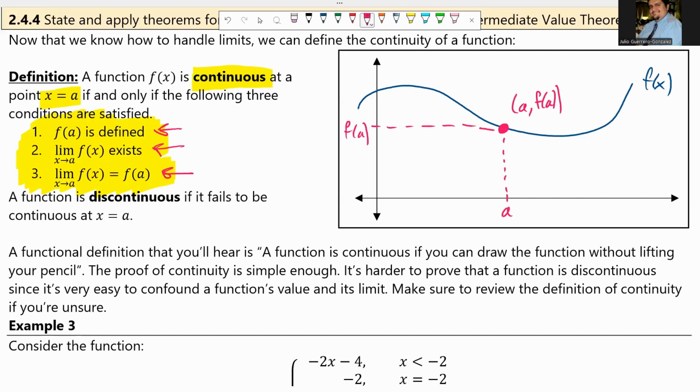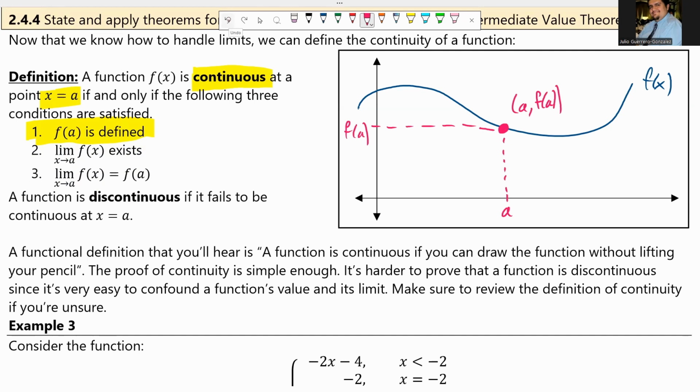Let me go through these really quick. The first one is saying that f of a has to exist. We've seen functions that have an open dot. Number one says that that is not the case. We do not have an open dot there. This function is actually defined there.